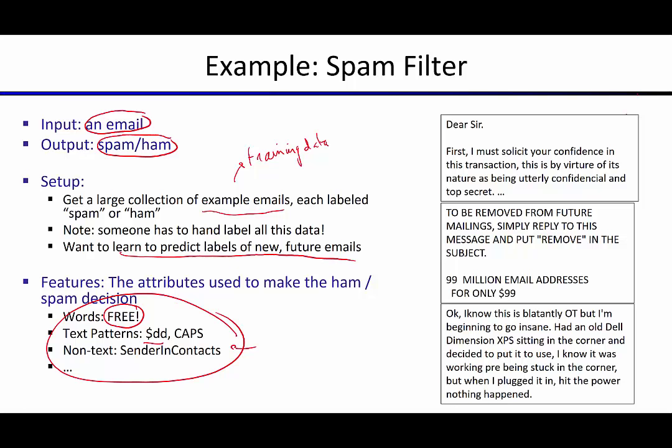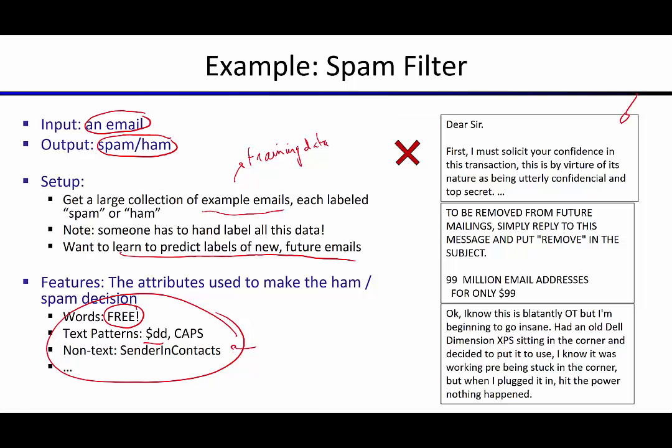Let's take a look. Dear sir, first I must solicit your confidence in this transaction. This is by virtue of its nature as being utterly confidential and top secret. Spam or ham? Spam? Well, yeah, most of us would not want to get this email. It's kind of a useless email, somebody trying to get something from us.